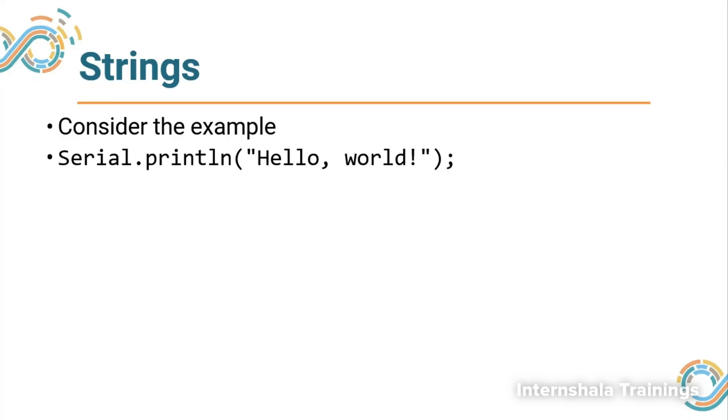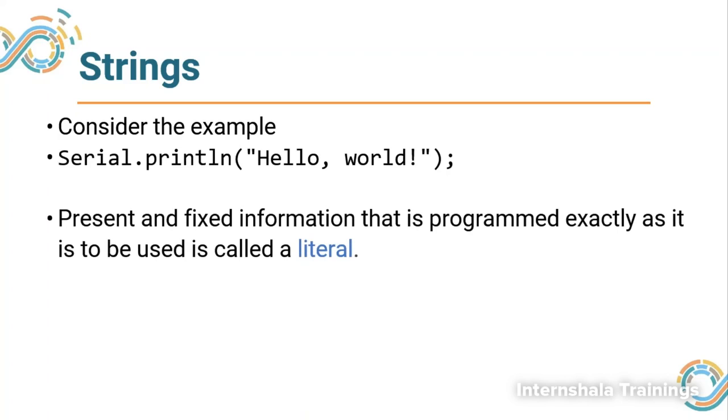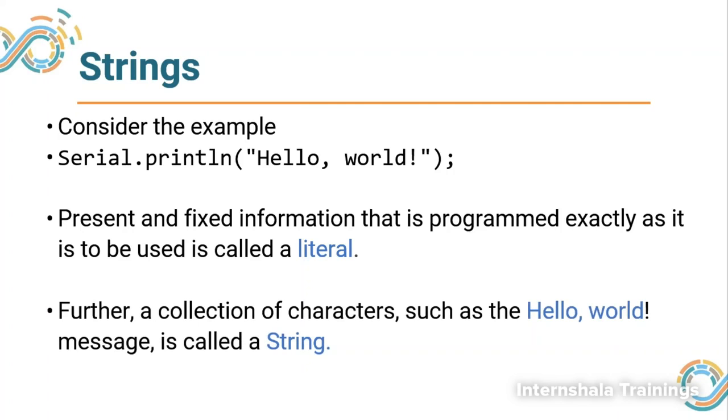So let us consider one example. Serial.println("hello world"). Okay, so what is this statement going to do? It is going to print hello world on our serial monitor. So that means this line is saying that we are programming in such a way that everything which is written inside these double quotes will be printed as it is. The value will not be dependent on any other data value. So in this example, this set of characters which is hello world is a string.